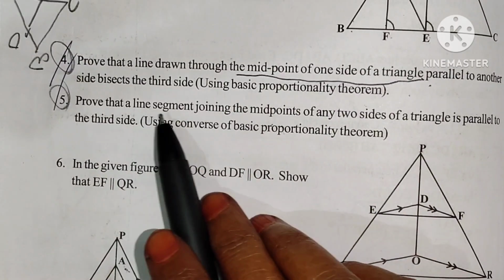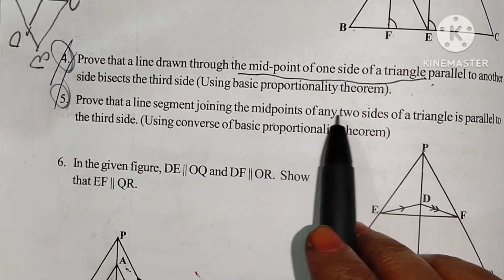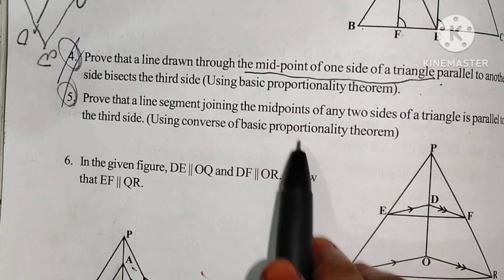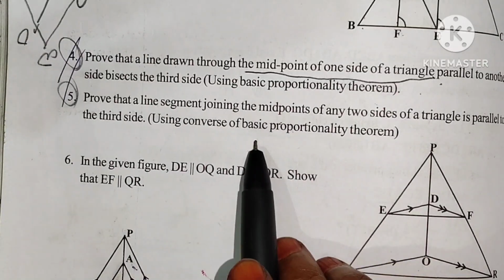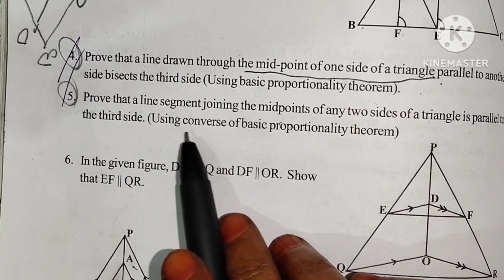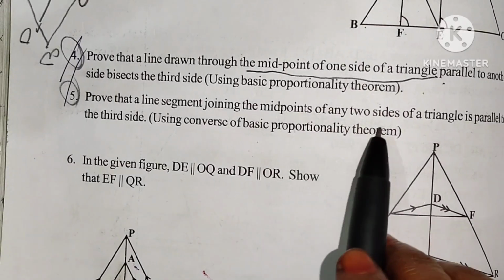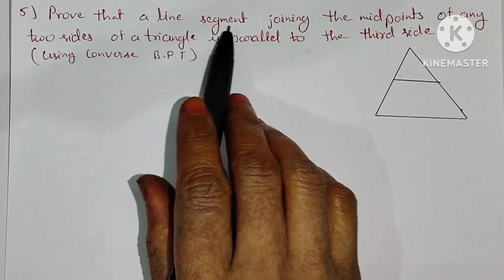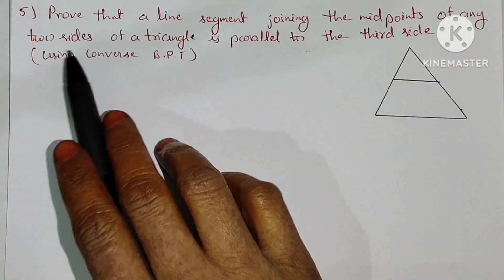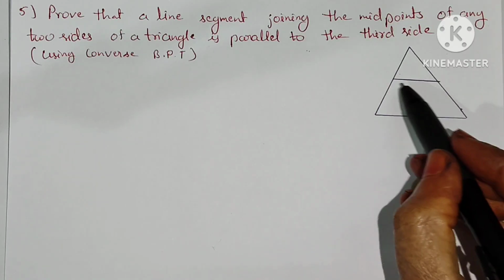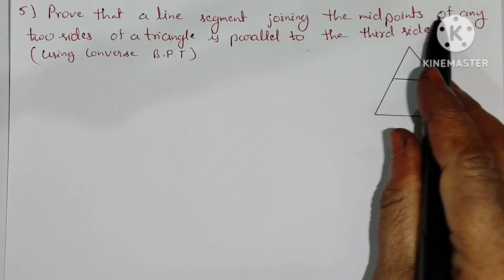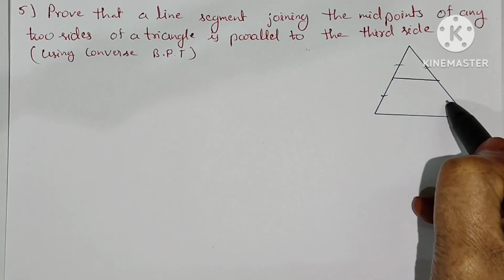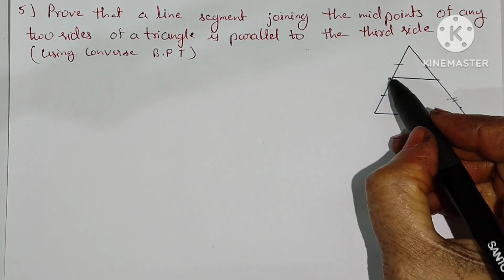Next, fifth one: prove that a line segment joining the midpoints of any two sides of a triangle is parallel to the third side. So here we draw the triangle, and using the converse of the basic proportionality theorem, the line segment joining the midpoints of any two sides, these two are equal, these two are equal.